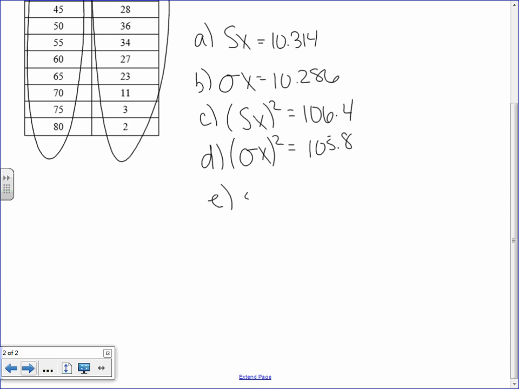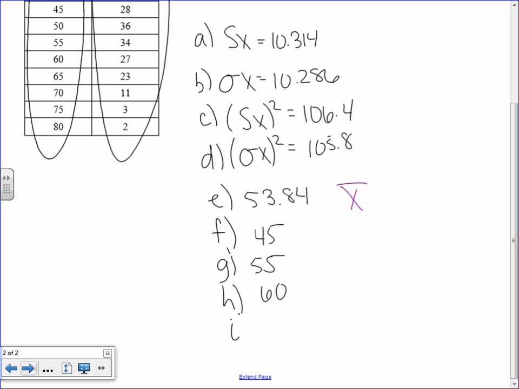For E, I'm pretty sure that was the mean, so they want 53.84. Remember that is the x with the bar on it in your statistics. We wanted the first quartile, that's Q1, so 45. The median, which is MED. H is your third quartile, Q3, that's 60. And last, your interquartile range, which is Q3 minus Q1, so 60 minus 45, which is 15.